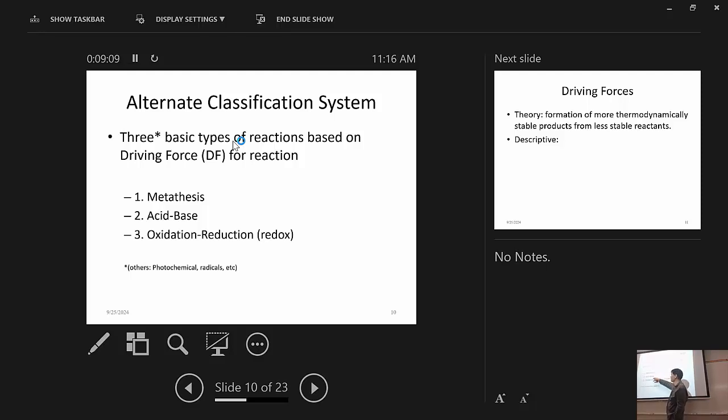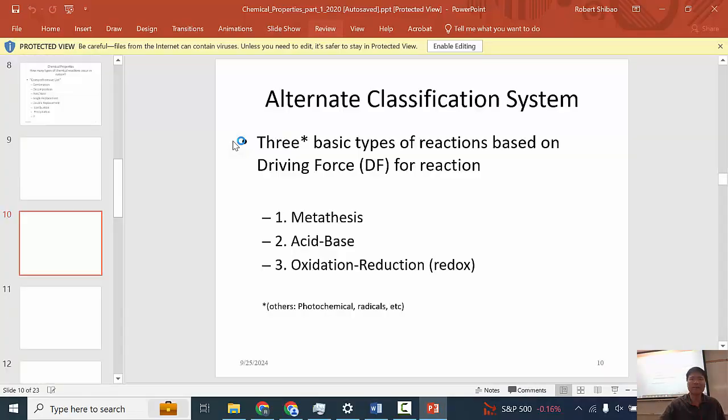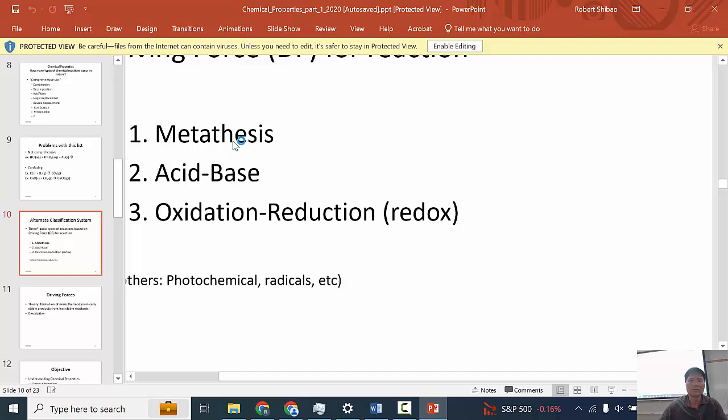Then we have acid-base. We have three types of acid-base reactions. Arrhenius. Actually, I might as well write this in here. There's a little preview. But I have to end the slideshow because I can't write on this. So metathesis.